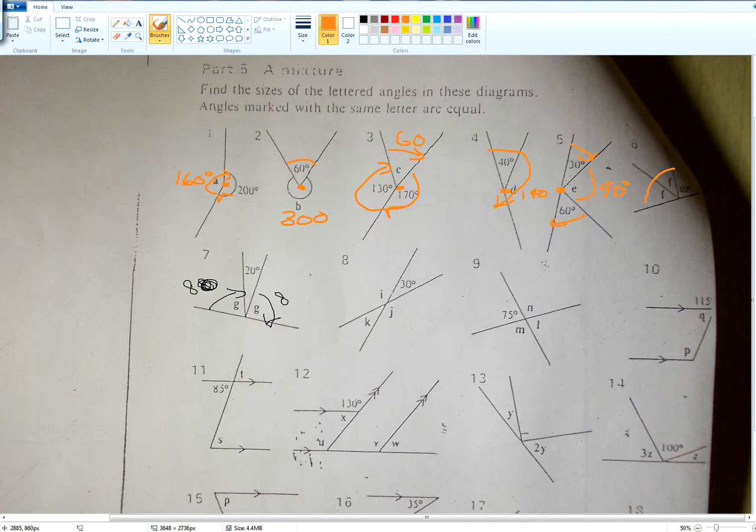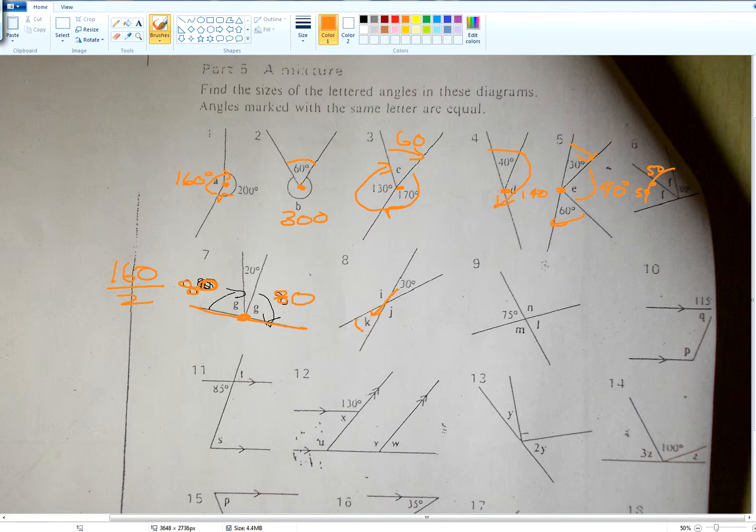Okay, what's 180 minus 80? 100. Then divided by 2? 50. This one we did earlier. The 180 minus 20, because angles on a straight line at a point. So you have 180 minus 20 will give us 160. Then divided by 2 will give us 80 and 80.